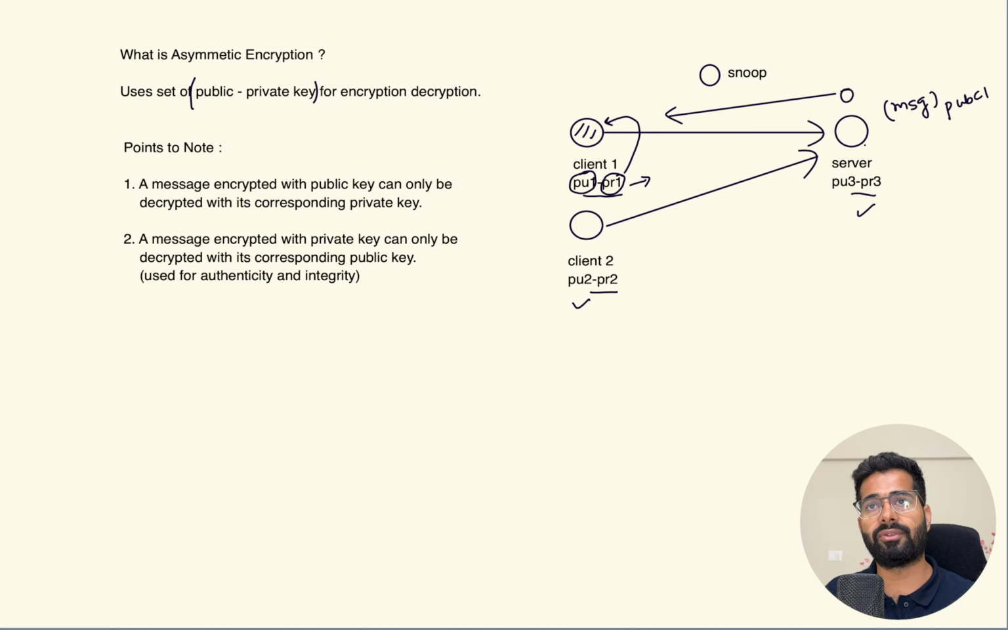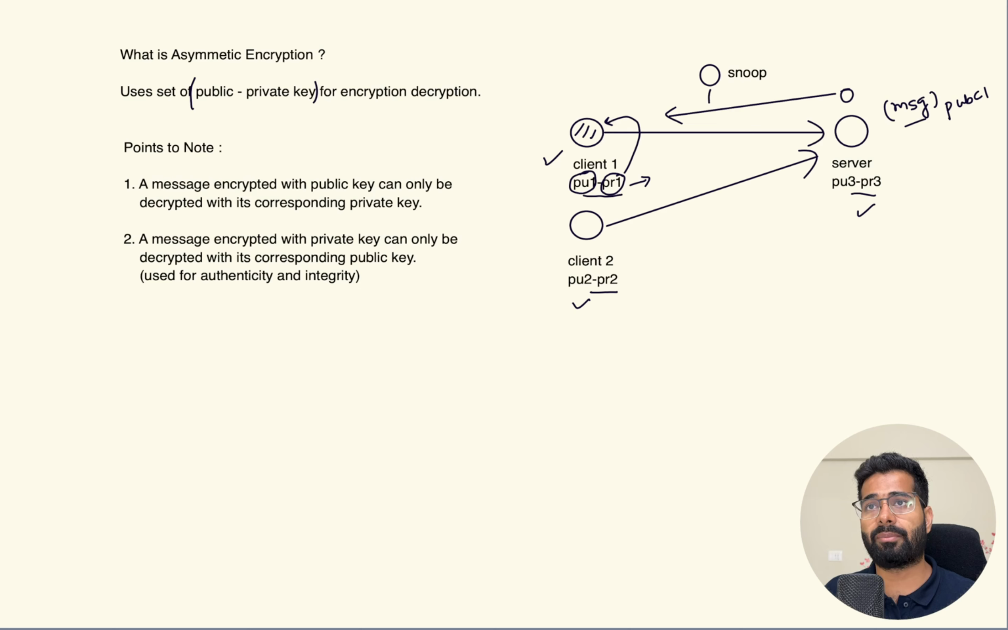So the server will have the public key of client 1, and it will use that public key to encrypt the message. Now this encrypted message would be sent to client 1, right? And since client 1 is having the private key, and only client 1 is having the private key, it is the only computer on the internet that can decrypt this message.